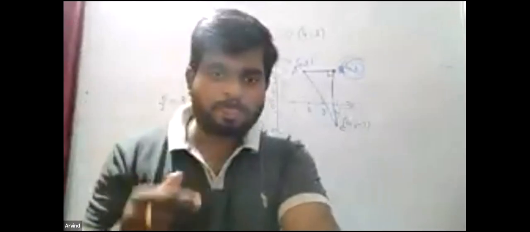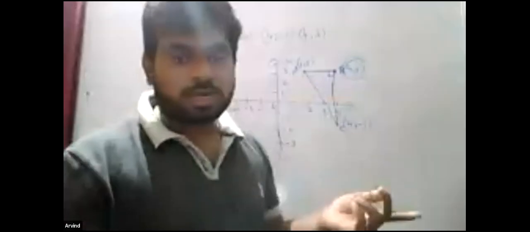Circumcenter means the midpoint of the hypotenuse. If they ask for the circumcenter, you have to take the midpoint of the hypotenuse. If they ask for the ortho center, whichever point the 90 degrees is at, that point itself is your ortho center. These are derivations, let's not worry about it, just remember it.